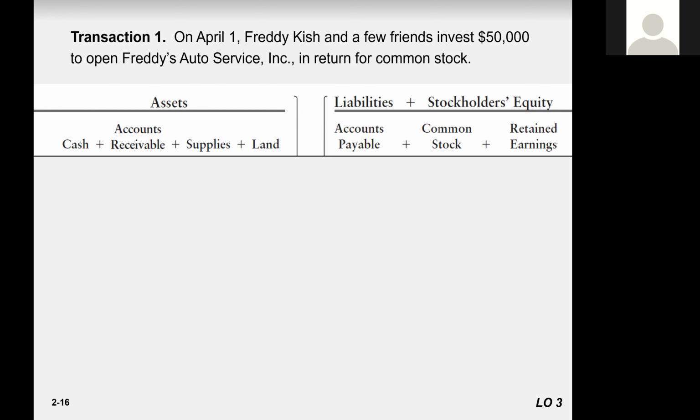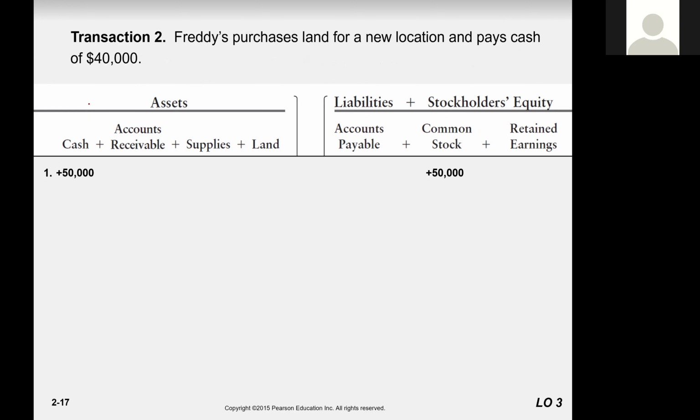On April 1st, Frederick Krish, the owner, and a few friends invested 50,000 to open Freddy's Auto Service Incorporation in return for common stock. So what will be the given side and receive side? The given side is that the business gave common stock, and the business received cash. So cash increases and common stock increases, right? Plus.